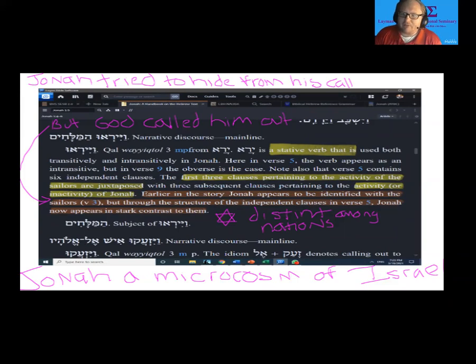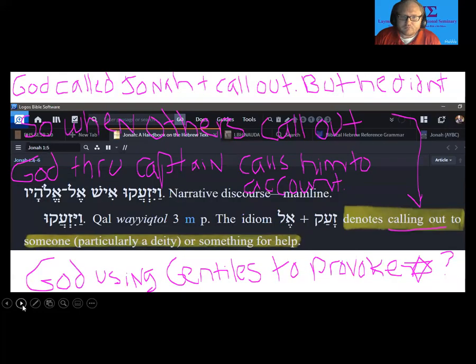And rather than representing God, it is the Gentile that calls on him: who are you, where are you from, and all of that information there. Basically, God is using these Gentiles to call Jonah back to his identity so that he comes back to his senses, so that he repents.